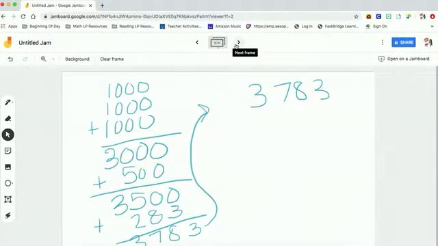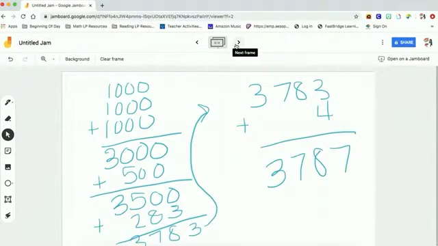And the last one that I did was this minus 4. So I'm going to now add 4 to this problem, which gets me to 3,787. Okay? So my answer is right here: 3,787 miles left to go.